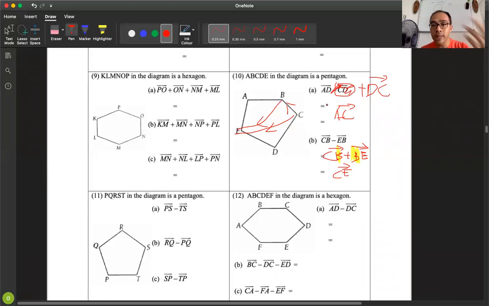Change it to positive vector and follow that direction of the positive vector. And you change the negative vector to positive vector by changing the point of starting and the point of ending, because it's the same.